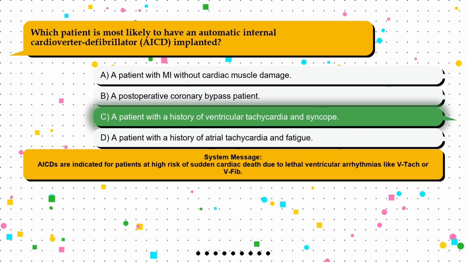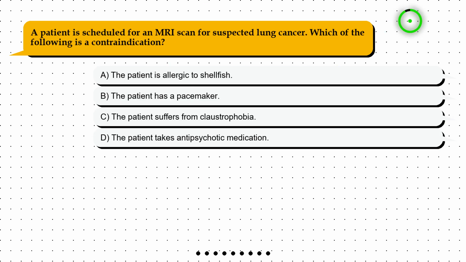Question 2. A patient is scheduled for an MRI scan for suspected lung cancer. Which of the following is a contraindication? Option A. The patient is allergic to shellfish. Option B. The patient has a pacemaker. Option C. The patient suffers from claustrophobia. Option D. The patient takes antipsychotic medication.